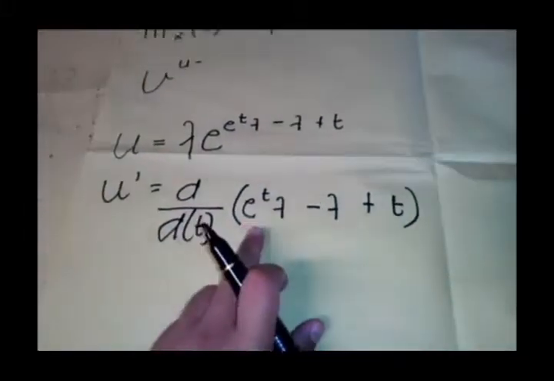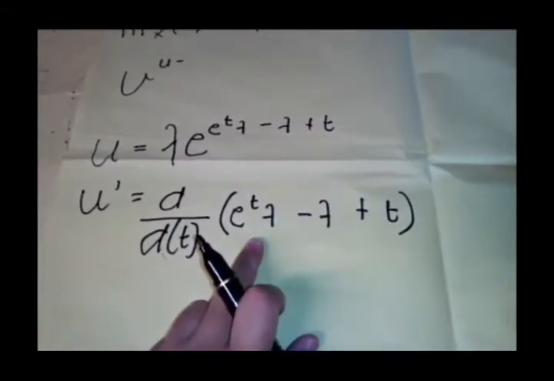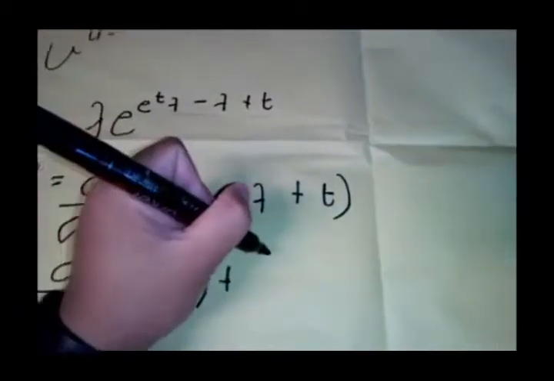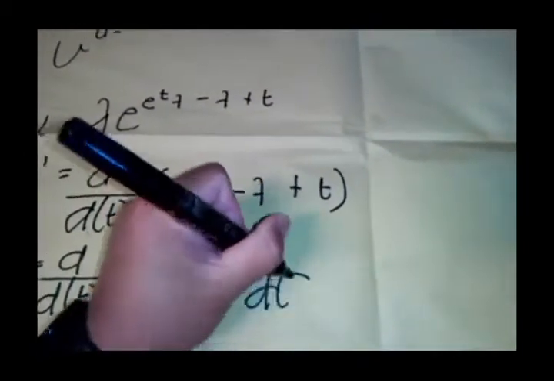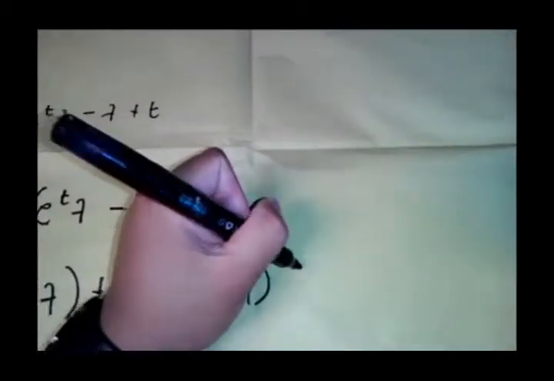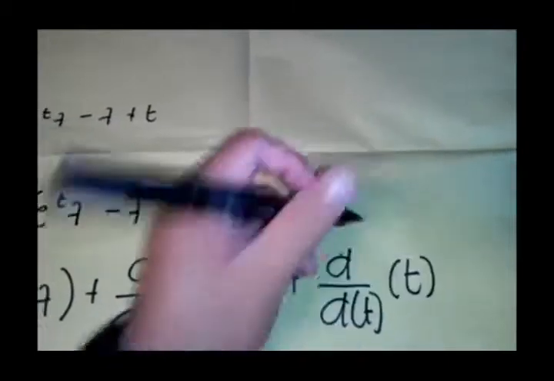So note that the function is composed of three terms. So we need to get the derivative of each term. So we have d over dt of e to the t times lambda, plus the derivative of negative lambda with respect to t, plus the derivative of t with respect to t.